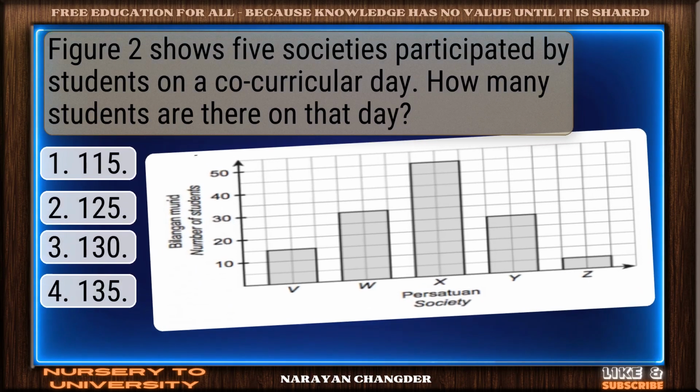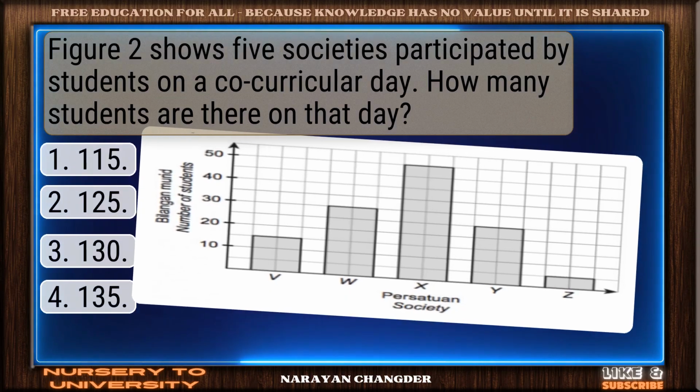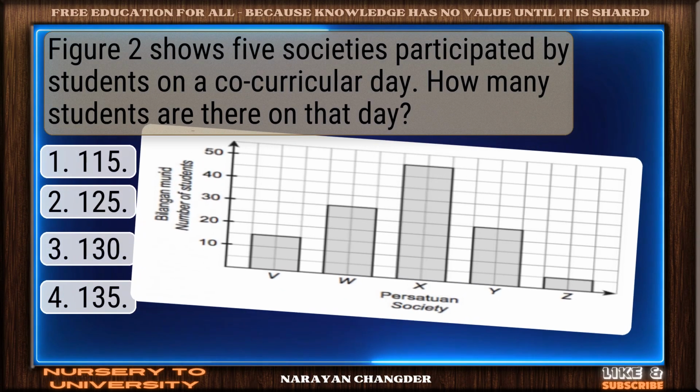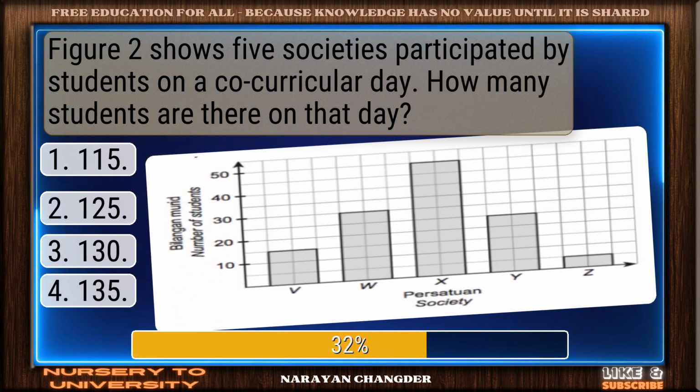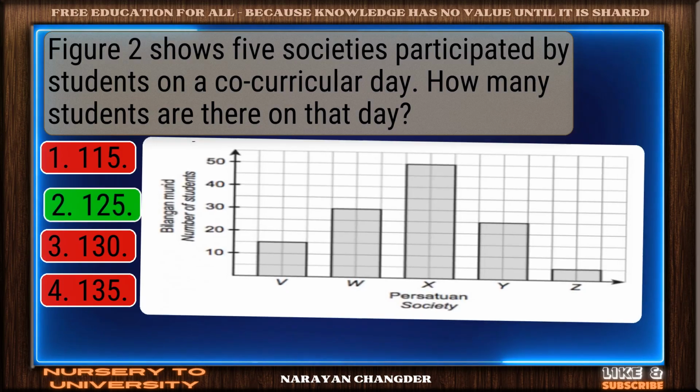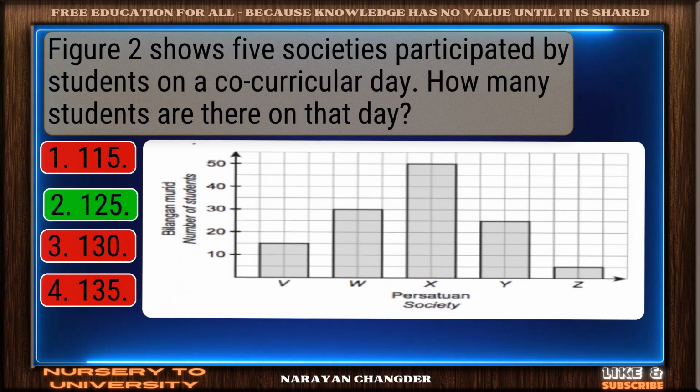Figure 2 shows 5 societies participated in by students on a co-curricular day. How many students are there on that day? Clear logic. Your choice, 125, is sound and 100% true.